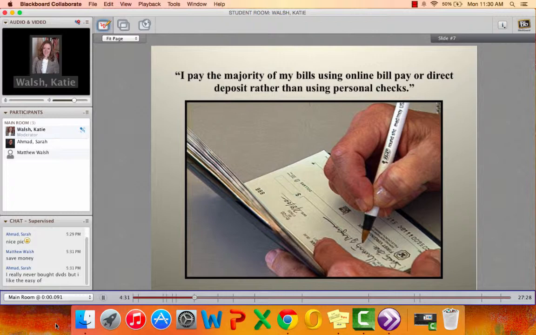I pay the majority of my bills online using online bill pay or direct deposit rather than personal checks. If this applies to you, give me a check mark. If it doesn't, an X. I think this one applies to me. And I think the main reason is because I hate buying the checks and I hate buying the stamps for the checks. All right, so Sarah, will you tell us why it applies to you, and Matt, why it doesn't apply to you? I'm curious.